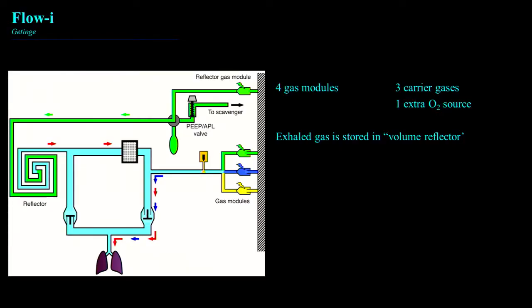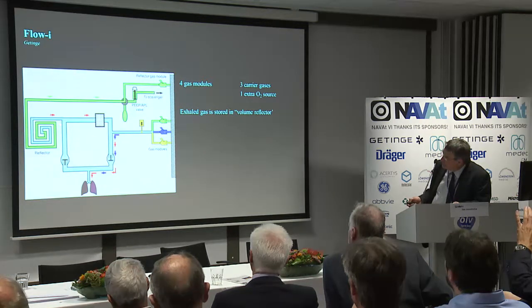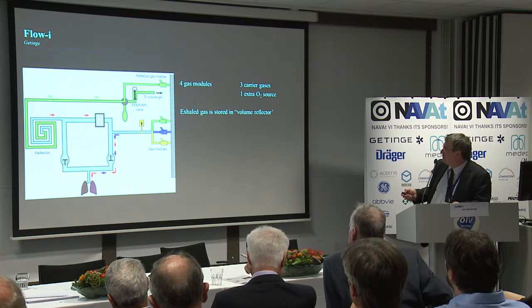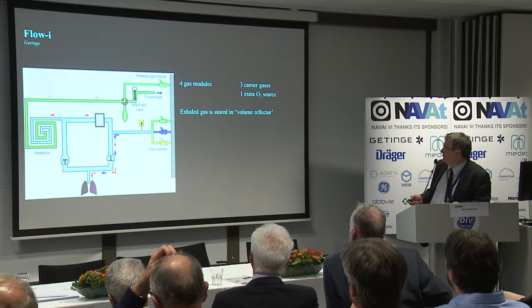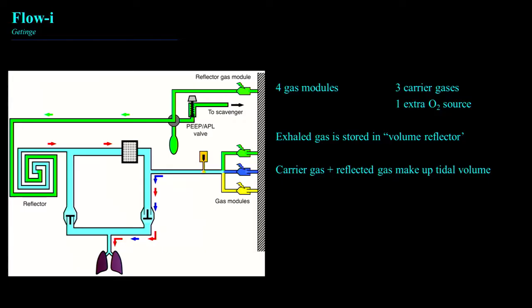And what this machine does, it has a volume reflector here. So the exhaled gas is actually stored in this long piece of tubing that's curled up. And at the end of this long pipe, basically, there's another 4th gas module that uses oxygen, called the reflector gas module. So the tidal volume that the patient gets is actually made up from what's coming from here, and whatever is coming from there.